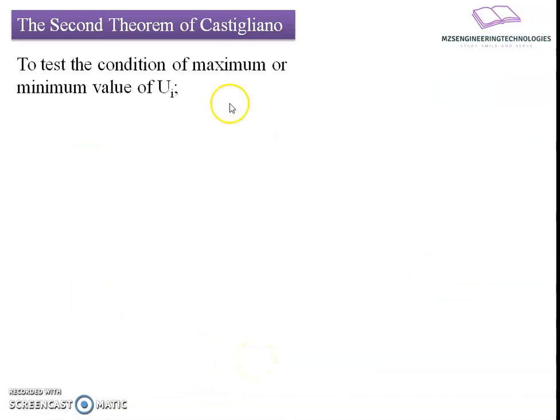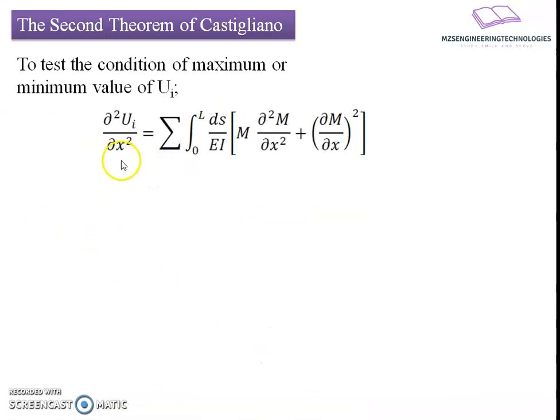To test the condition of maximum or minimum value of Ui, let us take the second derivative. We will try to minimize the deflection, which means again we have to differentiate with reference to the unknown force. That value of deflection we have to minimize with reference to the unknown force. So it will be the second derivative of strain energy with reference to the redundant force, so it will be ∂²Ui/∂X². I am going to take the second derivative.